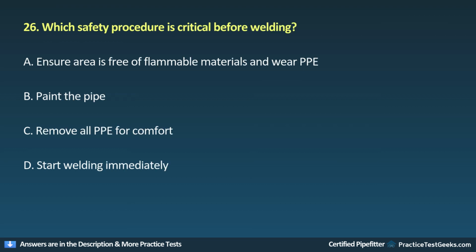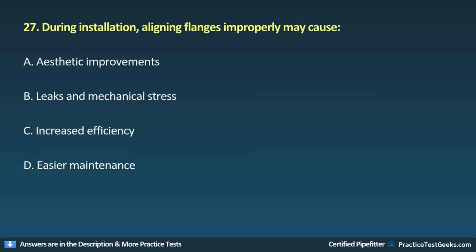26. Which safety procedure is critical before welding? A. Ensure area is free of flammable materials and wear PPE. B. Paint the pipe. C. Remove all PPE for comfort. D. Start welding immediately.